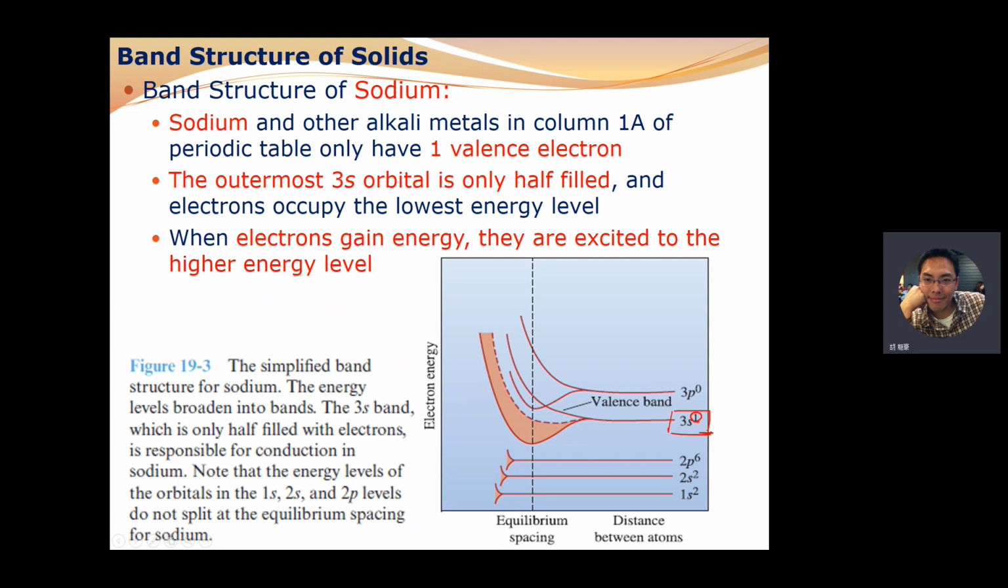This point is the equilibrium spacing. Therefore, this is called the valence band. When the electron gains energy, it is excited to jump to a higher energy level. Therefore, the electron will jump from the valence band to the conduction band, a higher energy level.